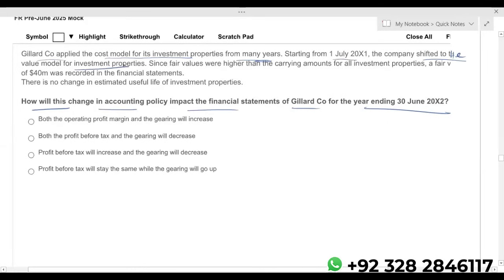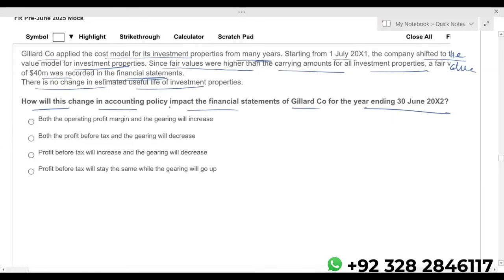For investment properties, since fair value was higher than the carrying amount, now listen: IAS 40 investment property under the fair value model has no depreciation. Second, whatever change comes in the fair value goes to the income statement, the statement of comprehensive income. Since fair value was higher than the carrying amount for all the investment properties, a fair value gain of 40 million was recorded in the financial statements. So you can say investment properties debit by 40, income statement credit by 40. There's no change in the estimated useful life of the investment properties.